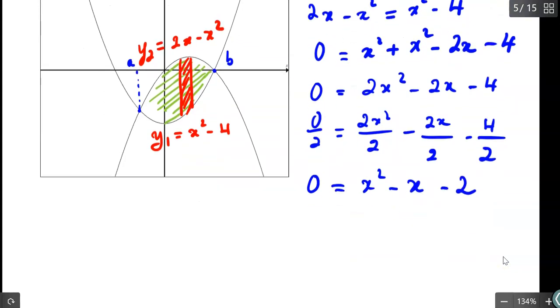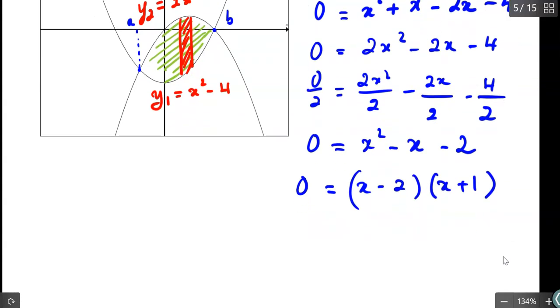And from here, I know that I can solve for this quadratic by just factoring. So I factor this out, I should have x minus 2, x plus 1. Therefore, my two solutions will be x equal to 2 and x equal to minus 1.